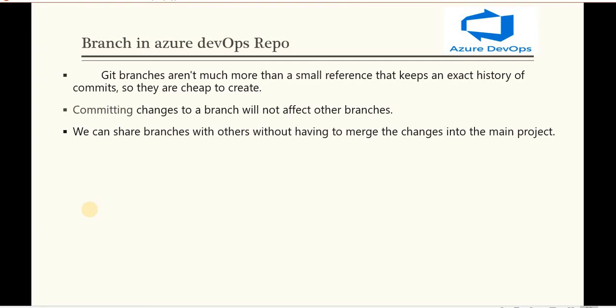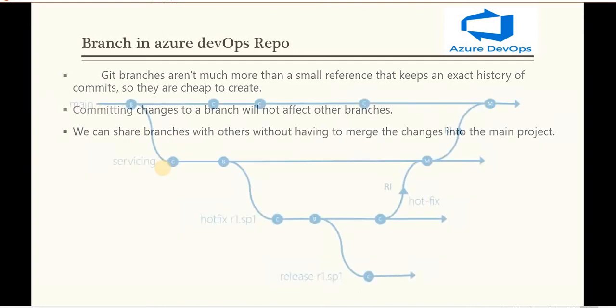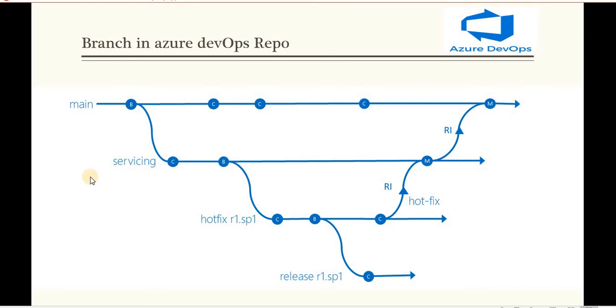We can even share branches with other developers without having to merge the changes into the main project. If we have created a branch, another person can access that particular branch and see what code changes we have made. So for doing code review kinds of work, we share the branches. That is the main use of branches in Azure DevOps. Now let's understand with this picture how it works.